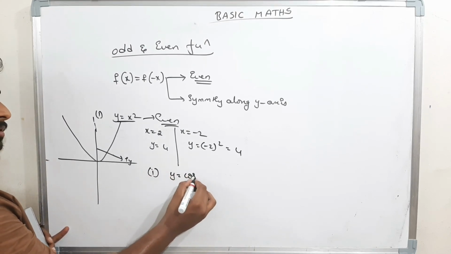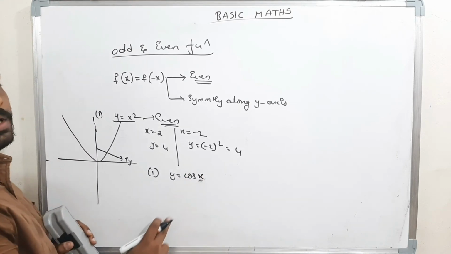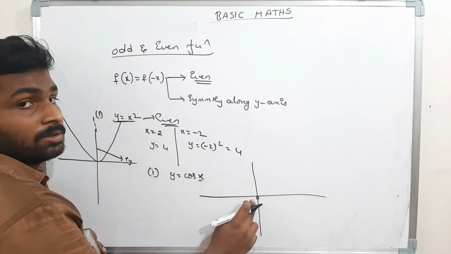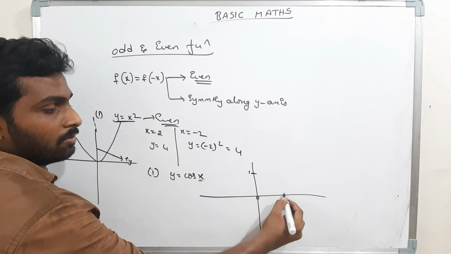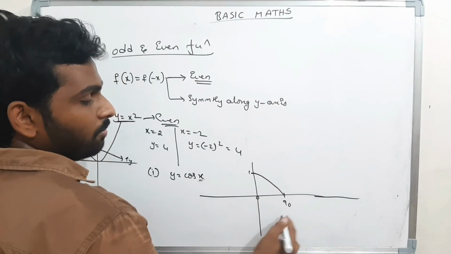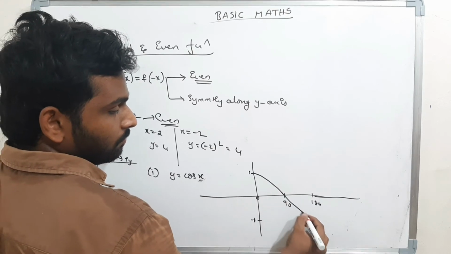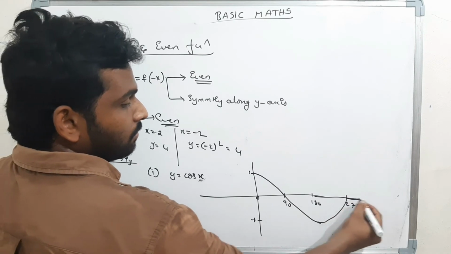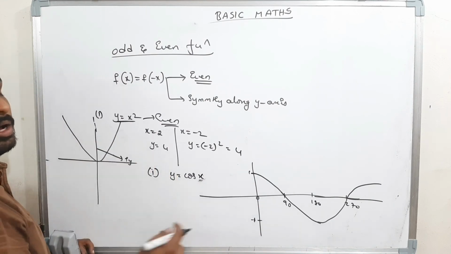Y is equal to cos x. Now why I told cos is an even function? Observe carefully. Cos 0 is 1. Cos 90 means 0. Cos 180 means minus 1. Again 270 means 0. Again 360 means 1, like this. Even for negative theta also the graph will be like this.